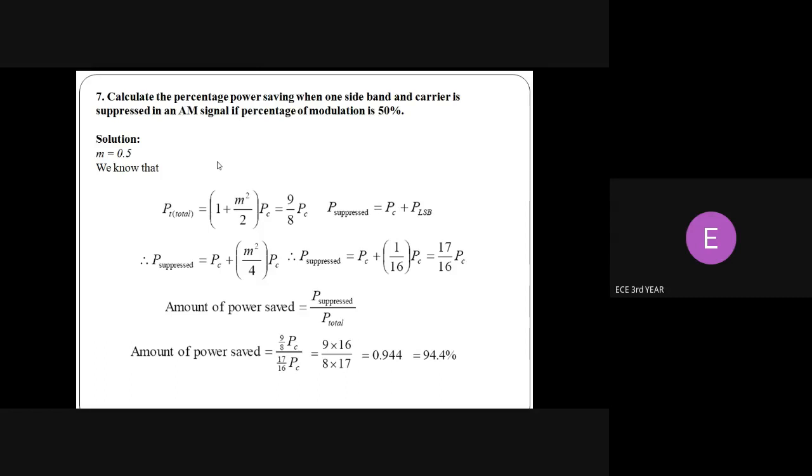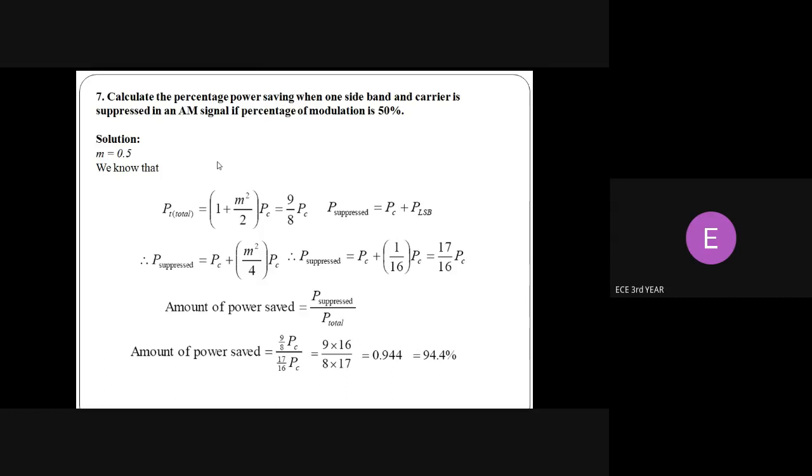So how do we calculate the suppressed power? P suppressed is equal to PC plus PLSB. So we want to calculate the suppressed power, which is nothing but PC plus PLSB. We should know the PC value and we should know the PLSB value. By that alone, we can get the P suppressed. So P suppressed is equal to PC plus PLSB, where PLSB is M square divided by 4 into PC.